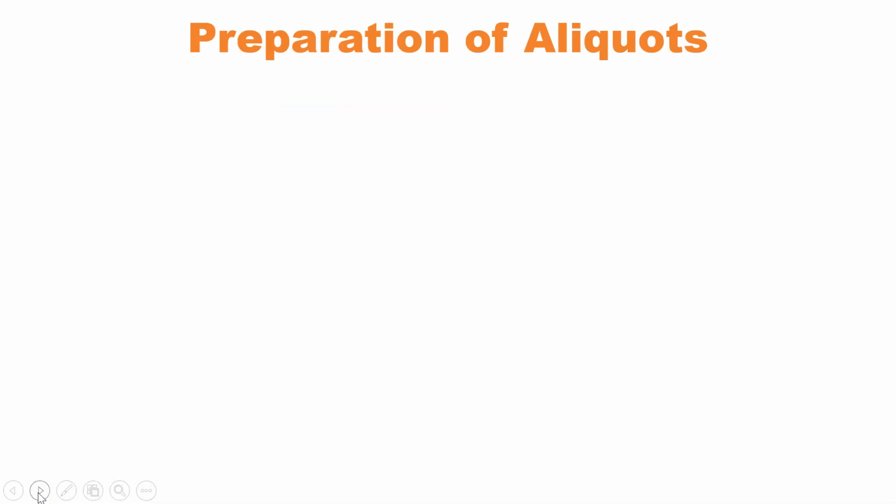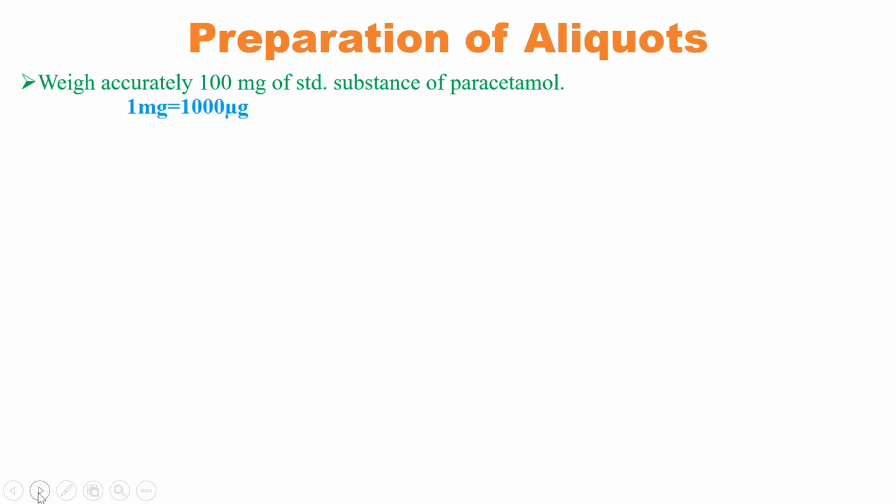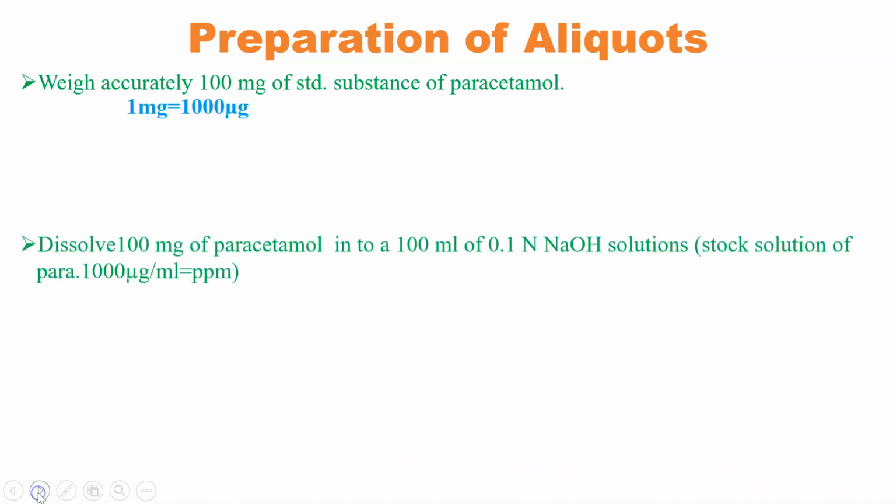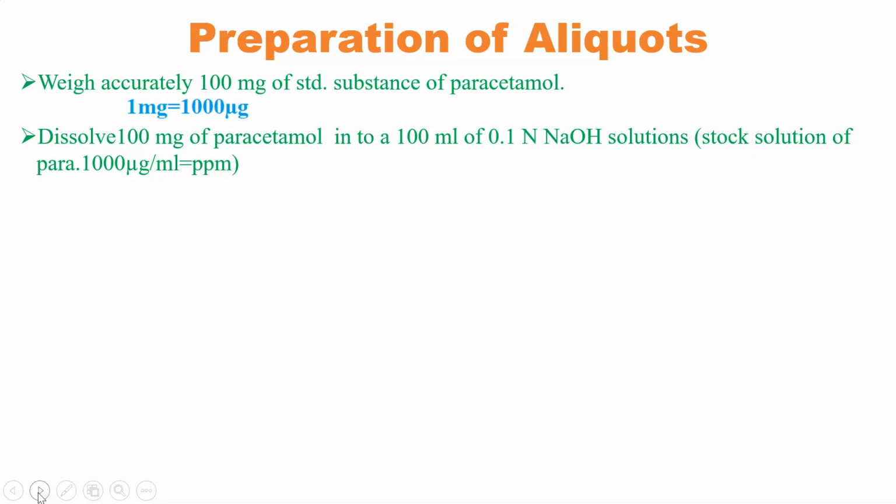So let's see firstly the procedure for precision. Preparation of aliquots. Weigh accurately 100 milligram of standard substance of paracetamol. We need to know a relation, that is 1 milligram is equivalent to 1000 microgram. Dissolve 100 milligram of paracetamol in 100 ml of 0.1 normal NaOH solution. So the stock solution will be 1000 microgram per ml or 1000 ppm.